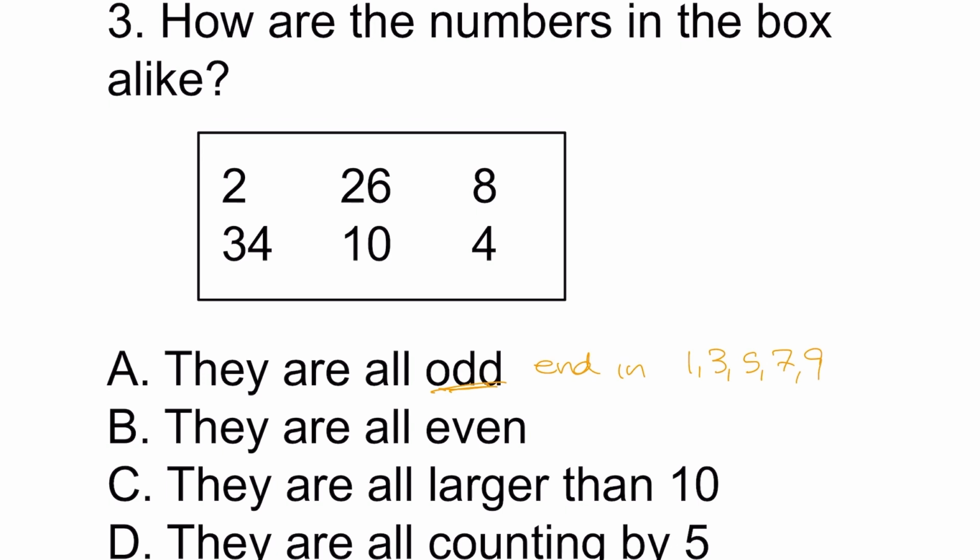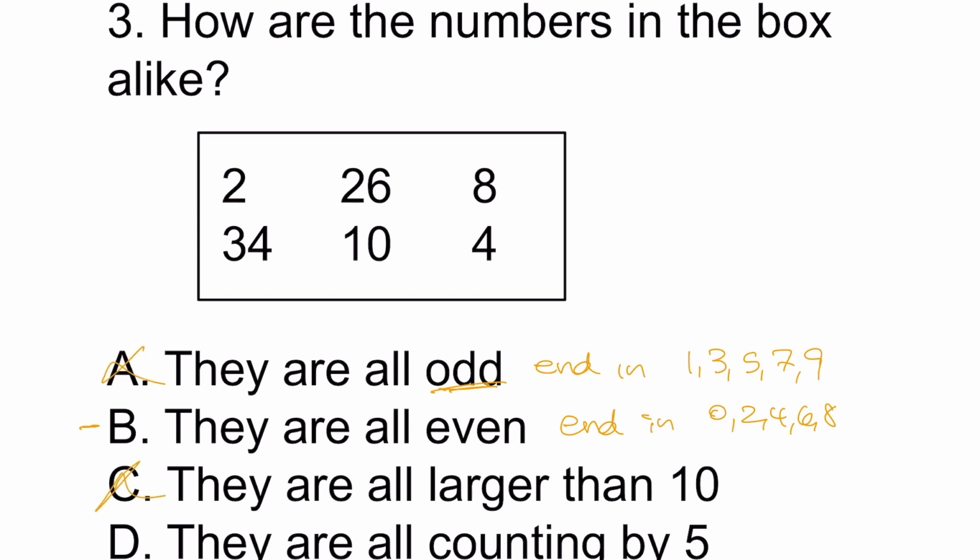Look at choice B. These numbers are all even, and that's true because they end in 0, 2, 4, 6, and 8. So choice B is probably our answer. All these numbers are in fact even. However, we have to go through all the choices just to make sure that choice B is in fact the correct answer. So choice C says they're all larger than 10. It's not true. We have 3 numbers that are less than 10.